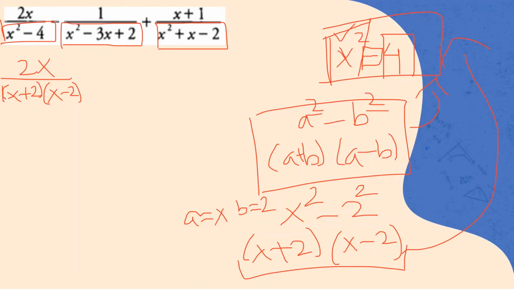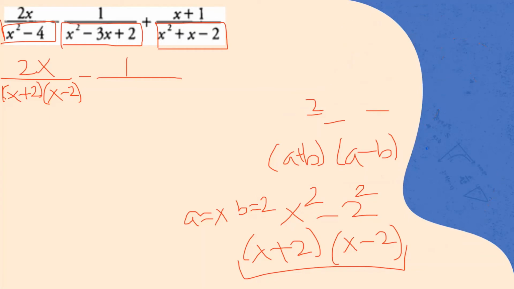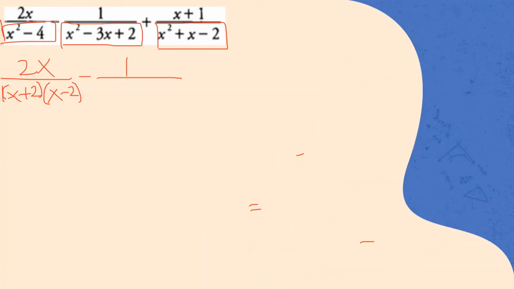You move on to the second fraction, and the first thing that you should be looking at is the denominator. What kind of polynomial does the denominator have? Trinomial. Yep, and how do you factor a trinomial? Using GCF. You factor a trinomial using trinomial factoring.